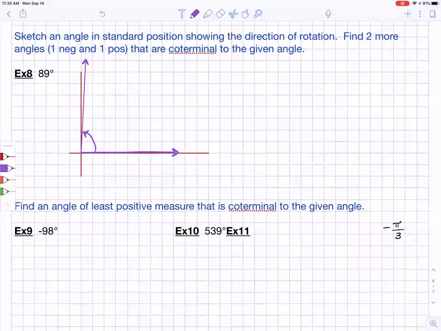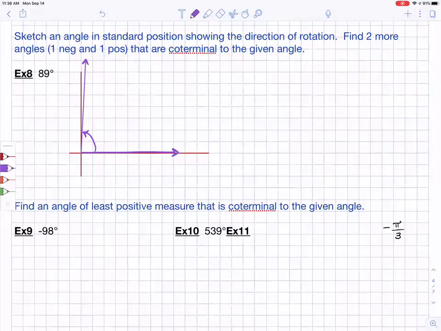All right, so let's go back to the initial side. And this time, instead of going in a positive direction up to 89 degrees, let's go to the initial side and let's go in a negative direction all the way around and stop in the same place. The question is, what's the value of that angle? Okay, so if I start at my initial side and I go in a negative direction just to the bottom, how far have I gone?